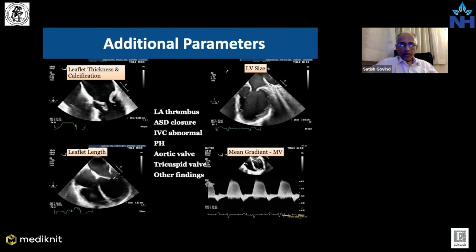And it's important that when you're looking for eligibility, you have to make sure that there's no LA thrombus, there is no previous ASD surgery, an IVC that is abnormal in whatever ways, and then pulmonary hypertension, which is very severe and due to other causes, maybe that has to be investigated, significant aortic and tricuspid valve disease, any of the findings which may impact the Mitraclip decision making.